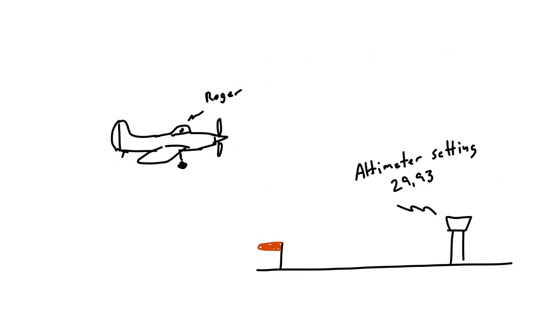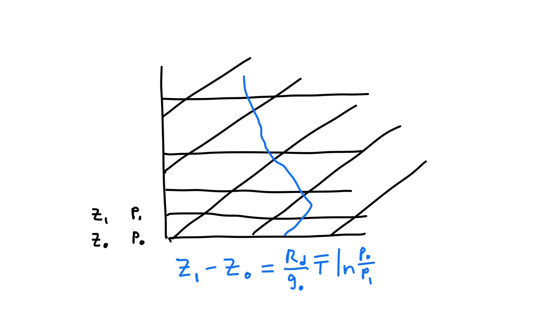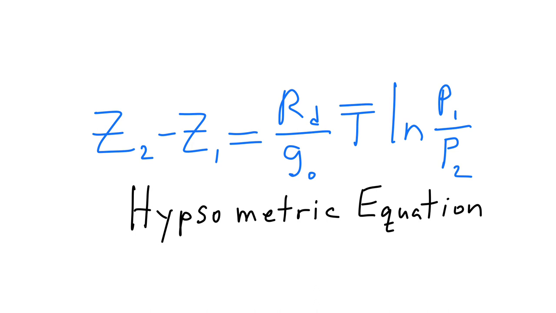Altimeter setting, heights on a skew-T. There's so much it can do. Hypsometric equation.